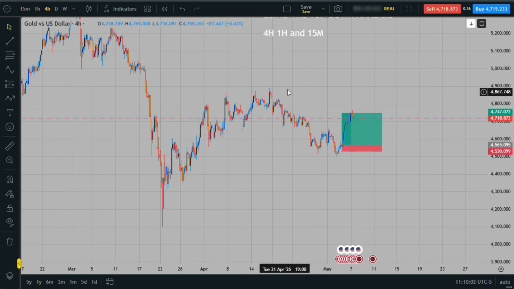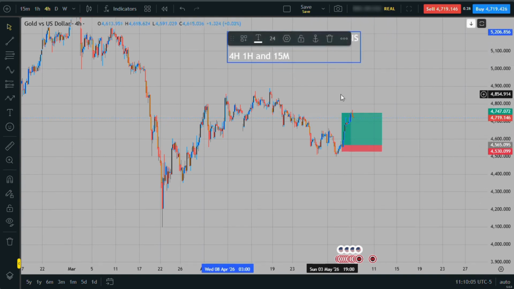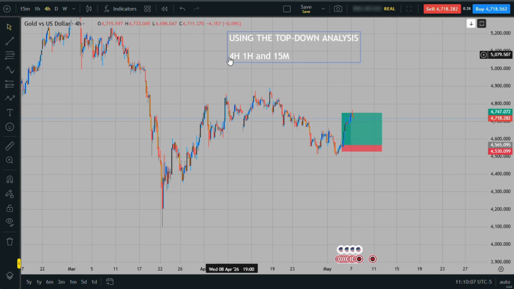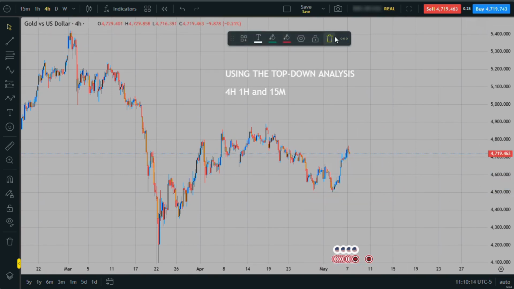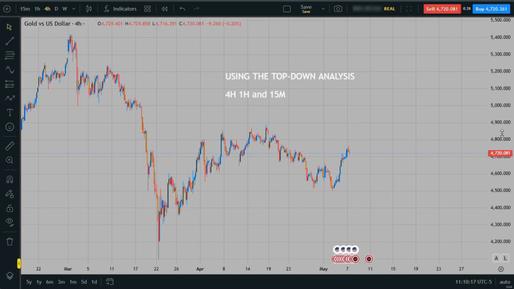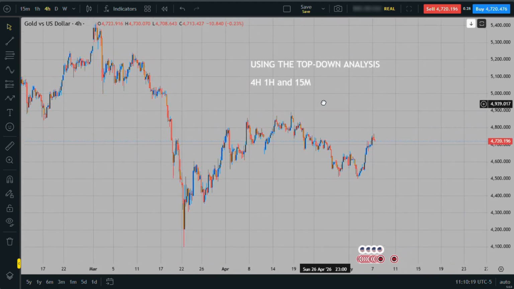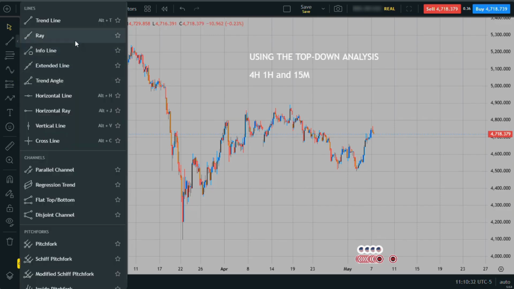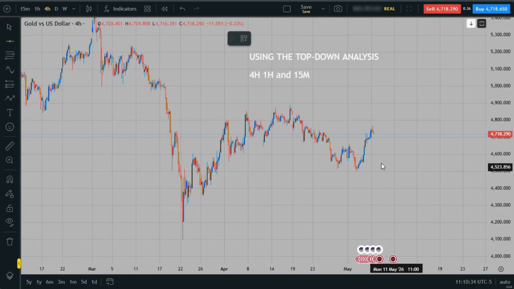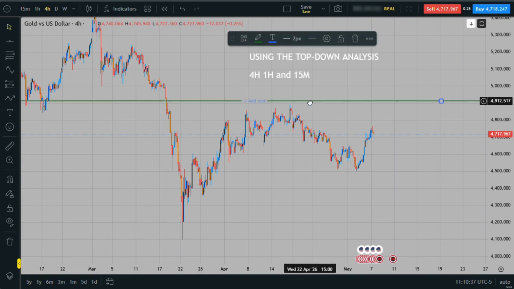So yes, I'm going to use top down analysis, that is with the 4-hour time frame, 1 hour and 15 minutes. As I'm already on the 4-hour time frame, whenever I get to the 4-hour time frame, one thing I do is to draw my support and resistance lines. That's the first thing I do.